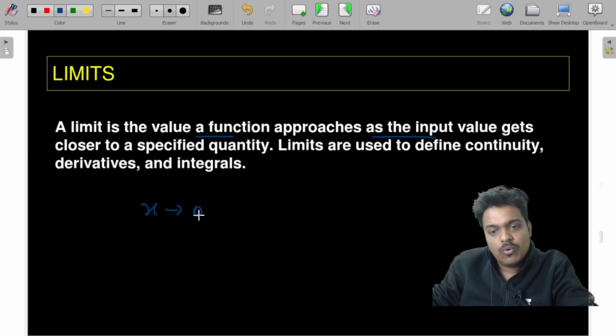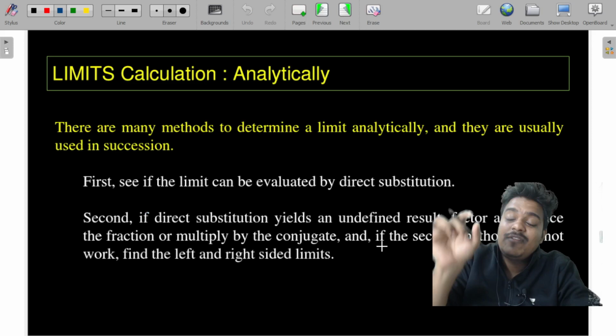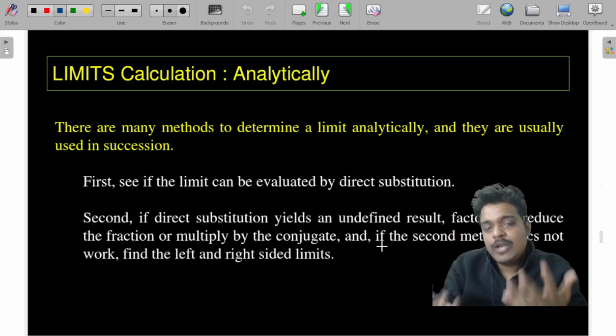Is it clear? Limit is used to check whether a function is continuous or not. Derivatives, integrals, everything in calculus revolves around limits, but we don't value limits. We think limit is a very small topic in calculus, but believe me, limit is the base of calculus, because if you don't know the value of a function at a particular point, how can you differentiate, how can you integrate? So how do we calculate limits?